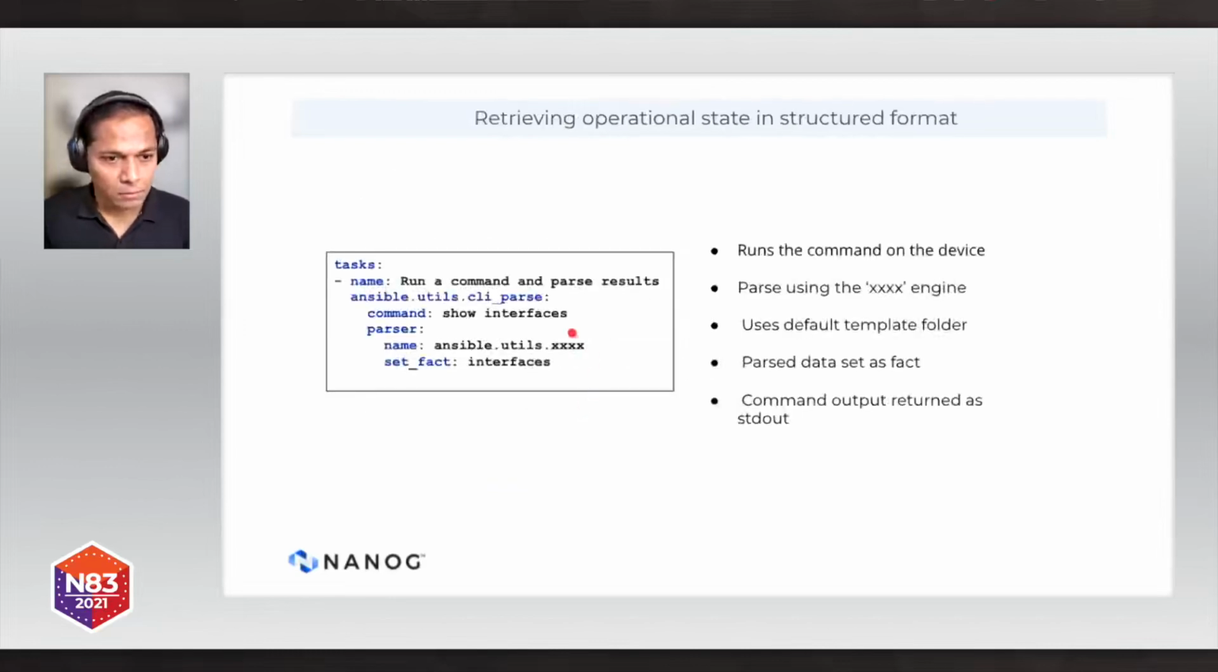So this is how the module would look. The cli_parse module takes command as one of the options, and command here is show interfaces, which will be executed. And parser is a top-level key, and it has two subkeys. Name is the name of the parser engine that will be used, and set_fact is the name of the key that will be used to set the received facts.